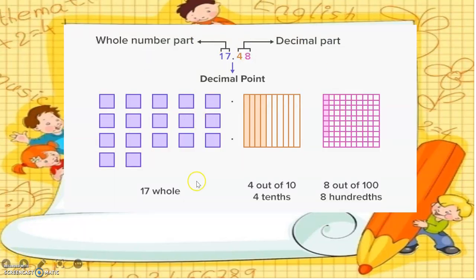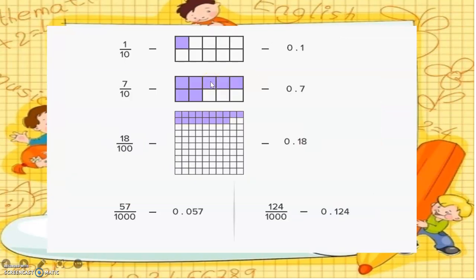So these are the parts of a decimal. Take 17.48. This is the whole number part, 17, and this is the decimal point, and 48 is the decimal part. 4 is the tenths, and 8 is the hundredths. 17 is the whole number. Okay? So here are examples of converting a fraction into a decimal.